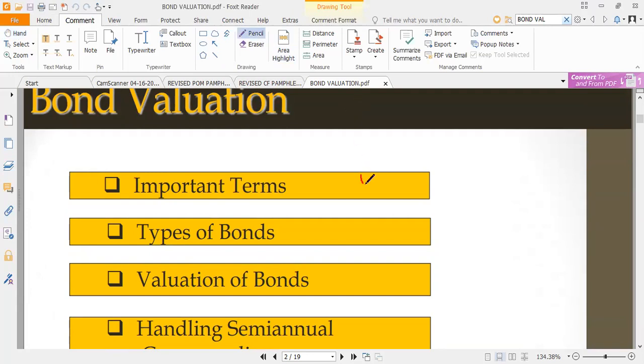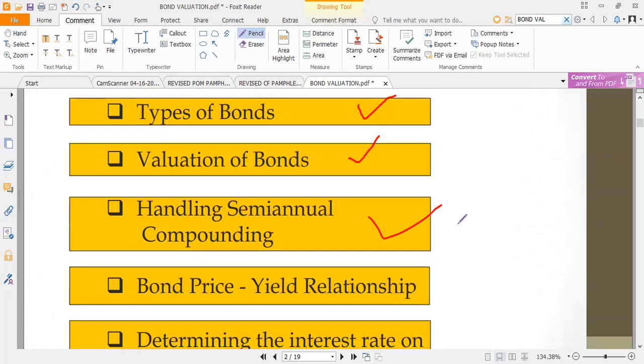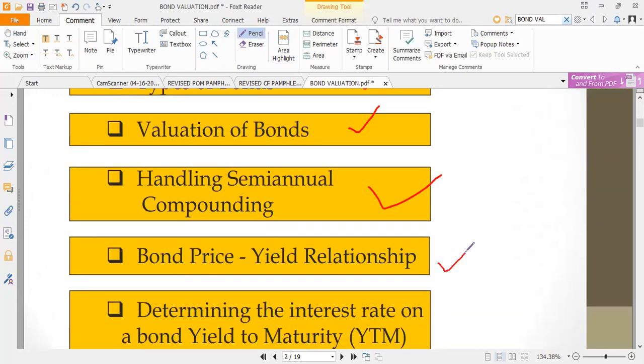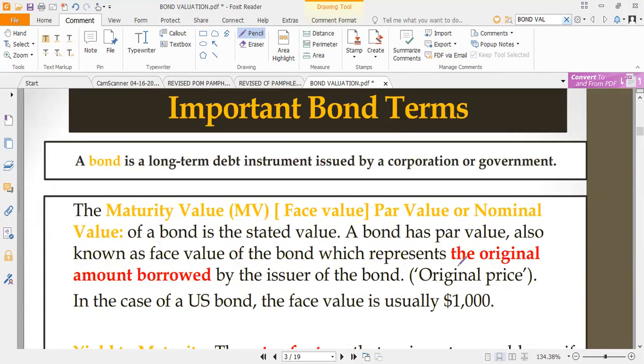We will also discuss the types of bonds that are there, and we'll begin dealing with the valuation of bonds using the time value formulas. We'll also look at how to handle semi-annual bonds. We'll discuss what is called the bond price, and finally, we'll look at what is called yield to maturity.